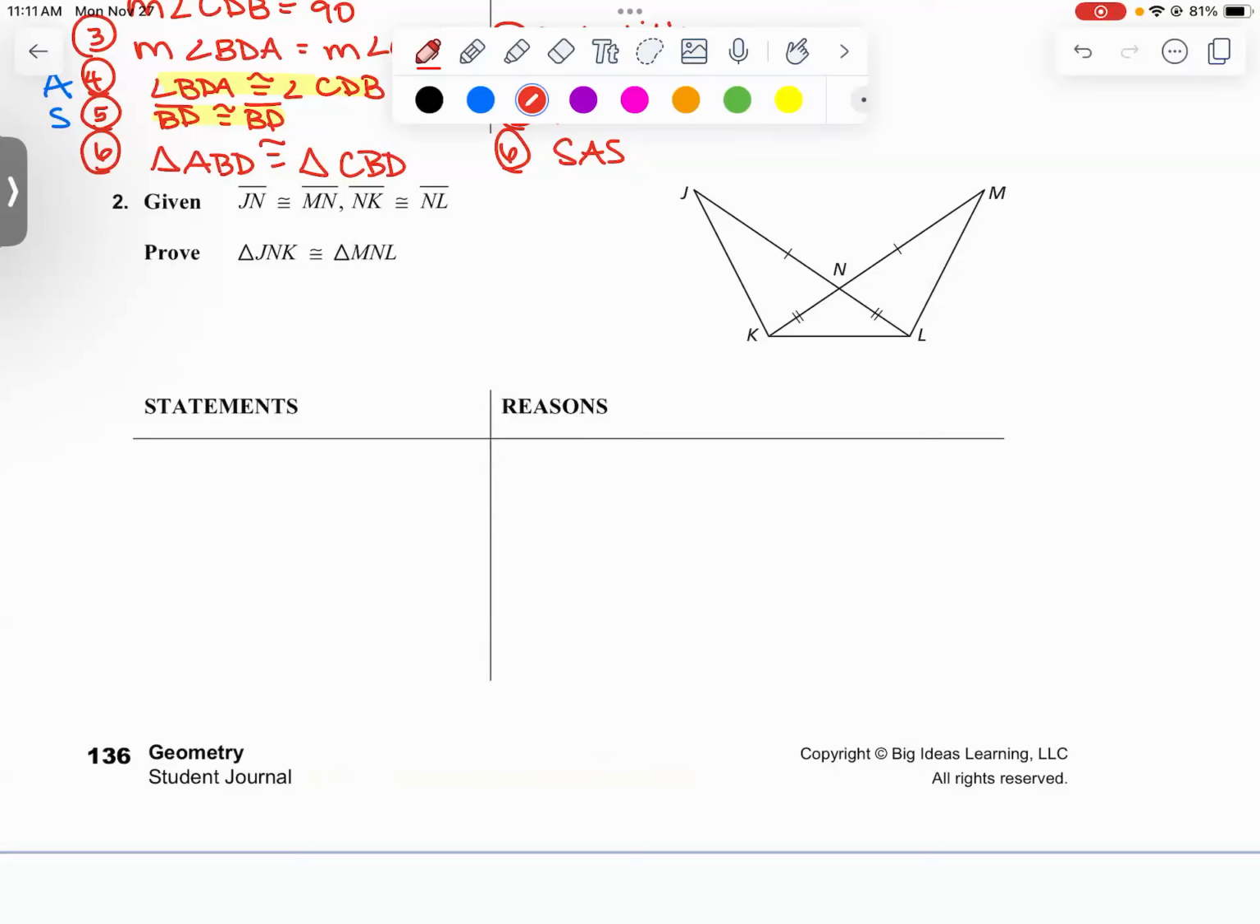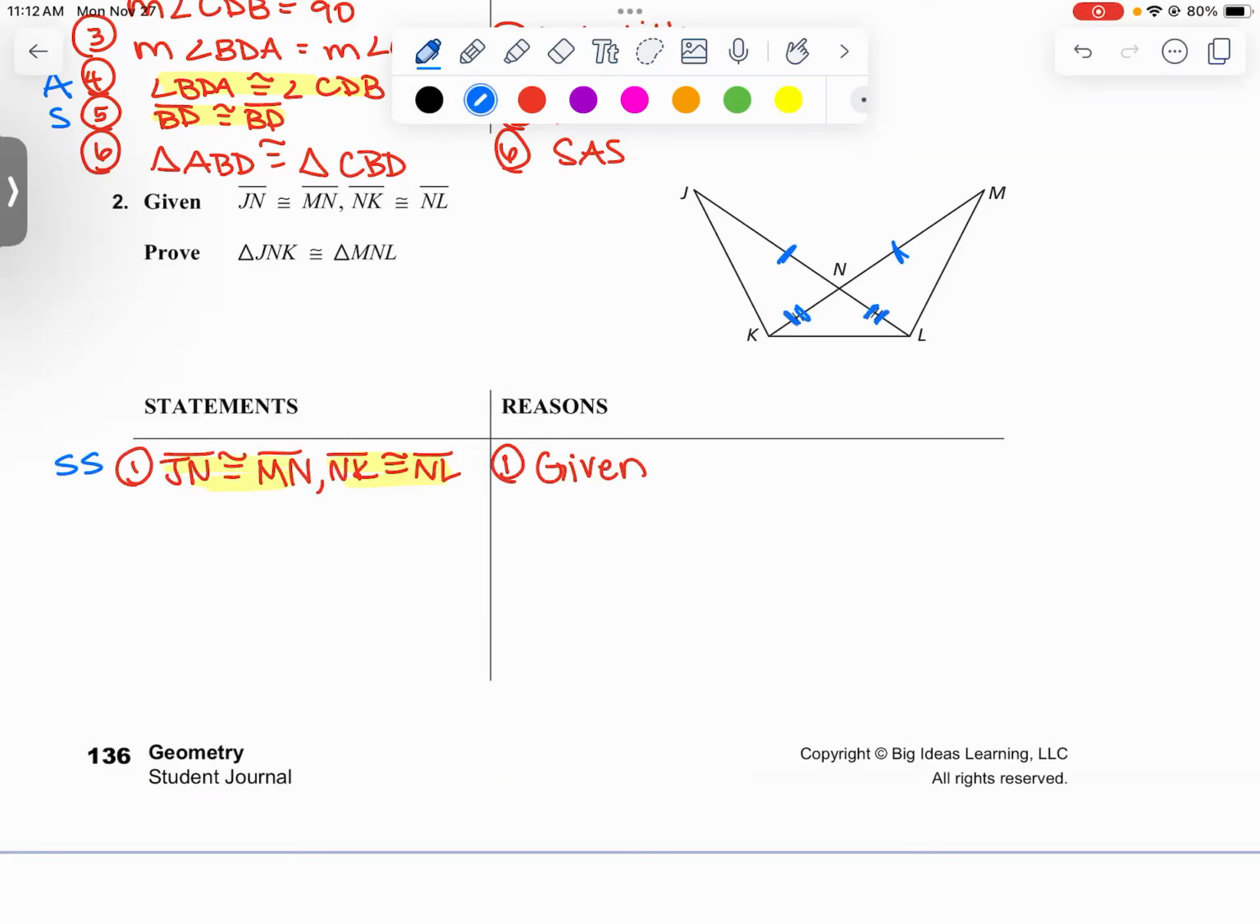All right, I'm going to go ahead and write my first statement, which is our given. What does our given give us? It gives us both sets of sides, doesn't it? So the only work we have to do is getting the angle in between. Here we have side, side. We don't really have to figure it out because we know those are vertical angles.